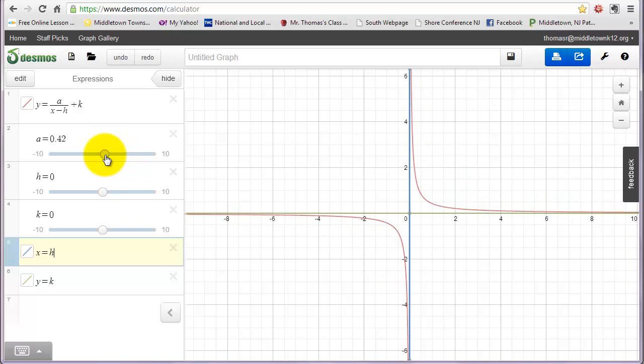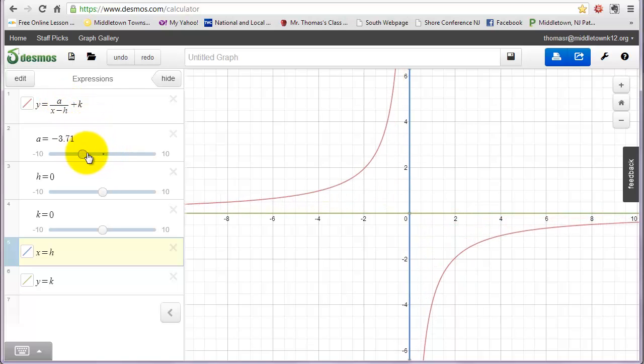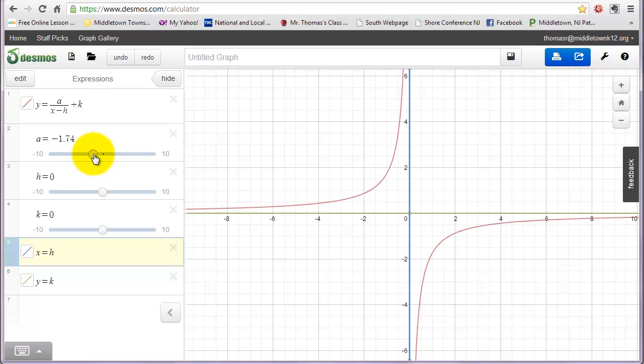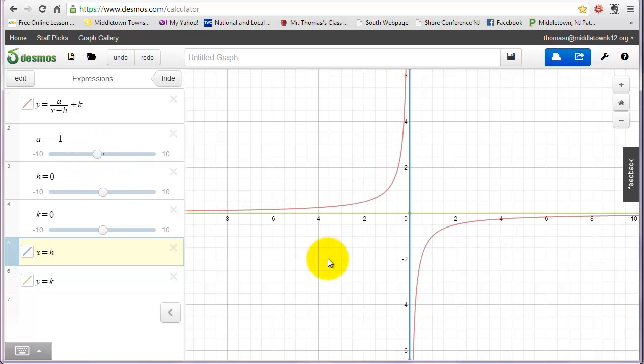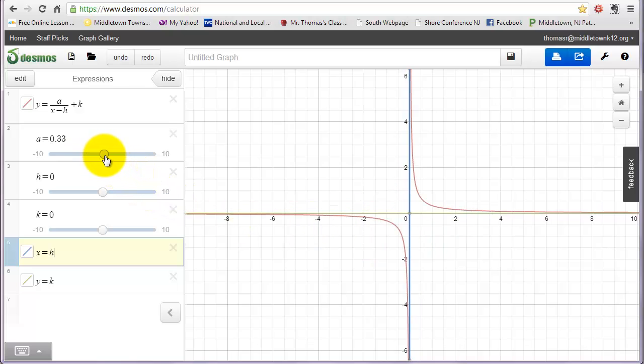As we get closer to 0, we are getting a sharper bend. And if you remember, when a is negative, it flips the function. So if we go to -1 here, we can see that these have flipped over. This had been up here, now it's down here, so it's flipped over. So the a behaves similarly to what we've done before.